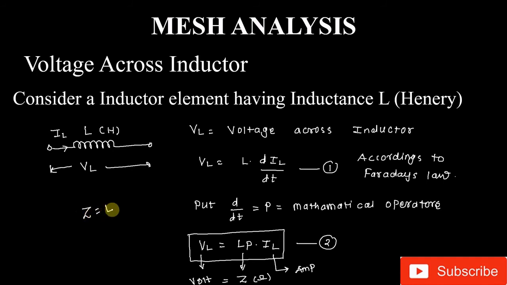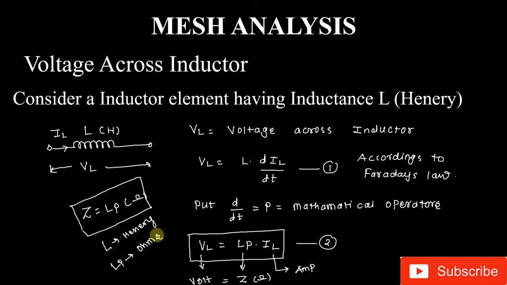Z is also written as LP, and it's measured in ohms. So this is the new thing we have to find out here. If we want to write the inductor in ohmic value, we will write it in ohms. And if we want to write the inductor value in Henry, we simply write L. So L is measured in Henry and LP is measured in ohms. So remember this point.